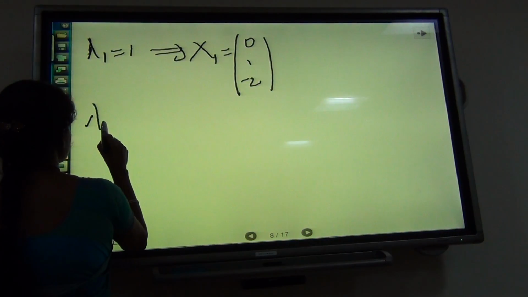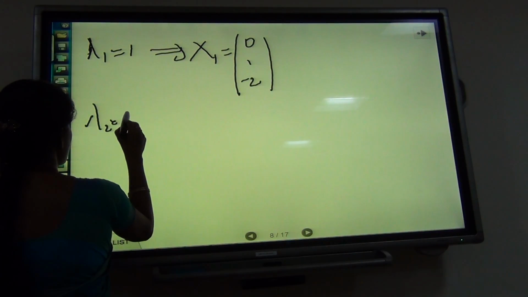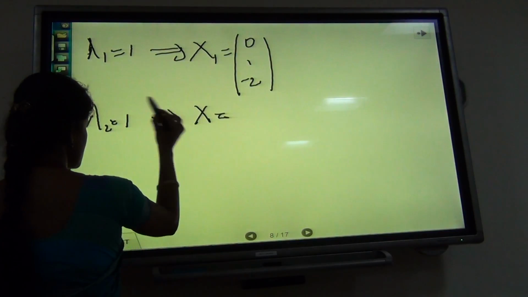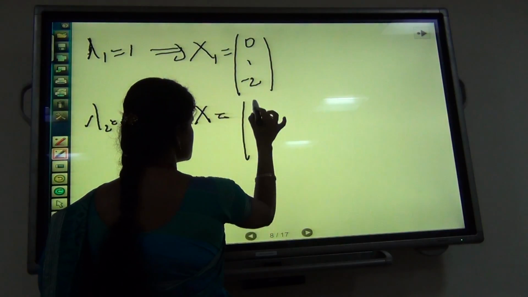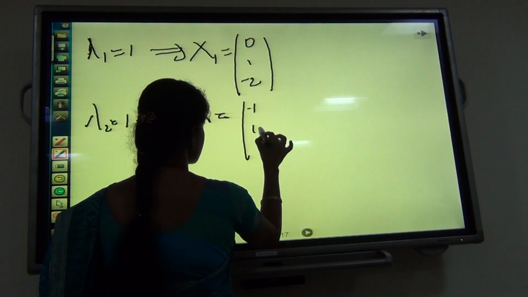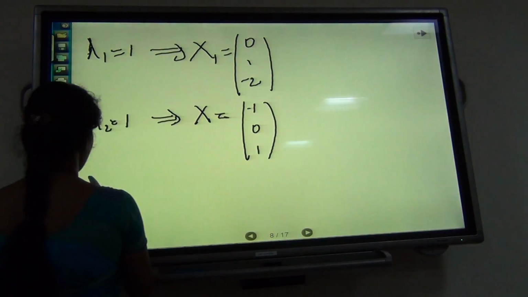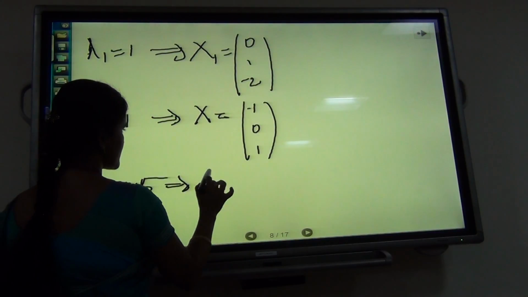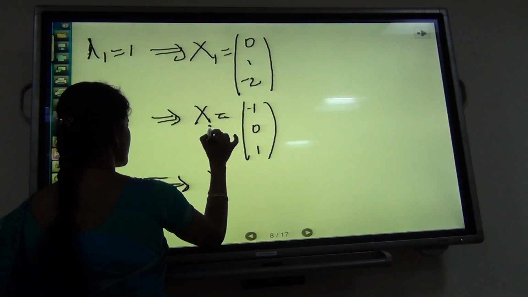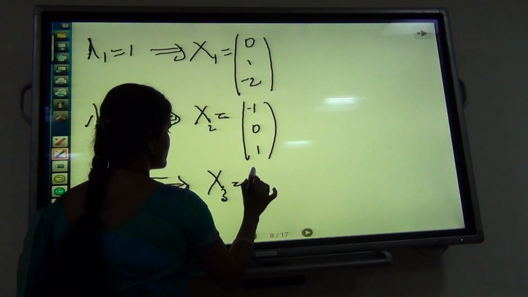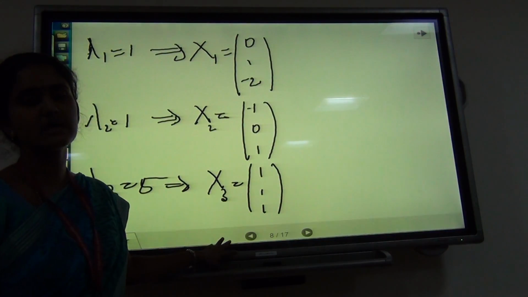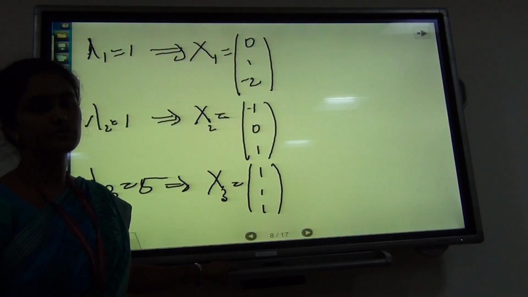And when lambda 2 is equal to 1, the corresponding vector for this eigenvalue is minus 1, 0, 1. And when lambda 3 is equal to 5, we were able to get the vector. We name this x1, x2, and this x3. We get it as 1, 1, 1. So this is the way we find the eigenvalue and eigenvector.